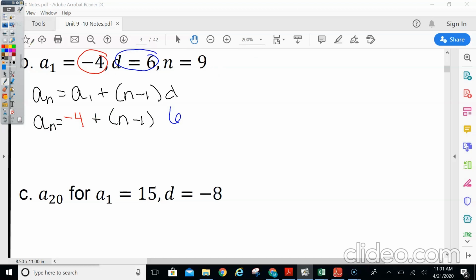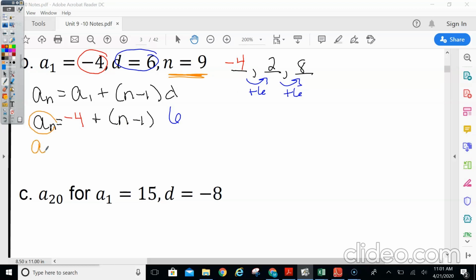So if I was to actually create the sequence, the negative 4 would go first, and I would just add 6 to get the next ones. And you could do that all the way to 9. You could keep adding all the way to the 9th one. So here if we add 6, it's 2. If we add 6, it's 8, and then so forth. It wants the 9th number. So again, you could keep adding all the way till you get to the 9th number. But that's what this formula allows us to do.